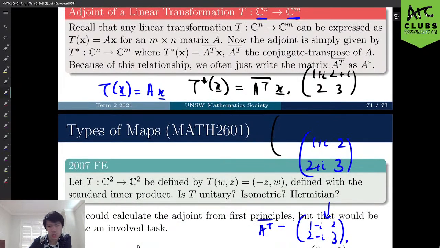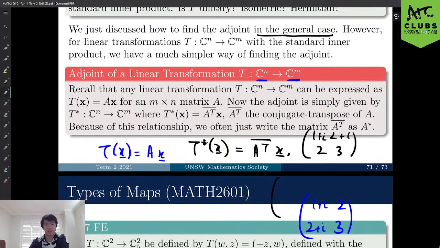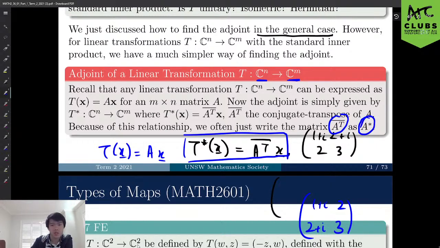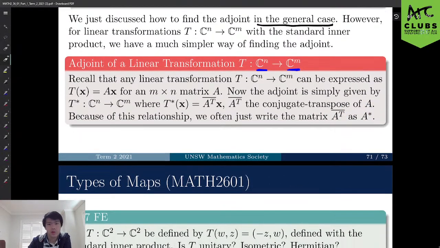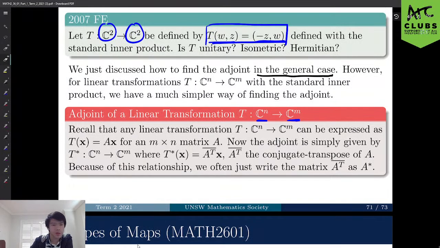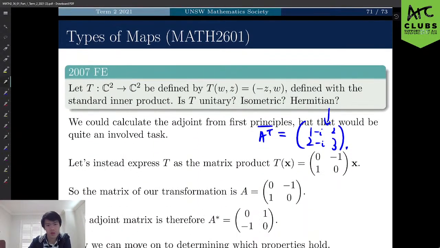So A transpose, conjugate. It turns out this is a really simple formula for the adjoint. Because of this formula, we can just write the conjugate of A transpose equals A adjoint. So the adjoint of A is equal to the conjugate transpose. It's important to note that this only works if we have a transformation from Cn to Cm under the standard inner product. Again, we could calculate the adjoint from first principles, but we'd rather not.